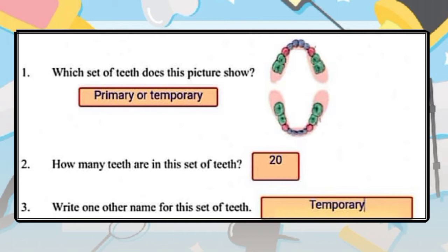Second question, how many teeth are there in this set of teeth? So the number of teeth is 20. Now next question, write one other name for this set of teeth. Other name for this primary teeth is temporary teeth, baby teeth or milk teeth.